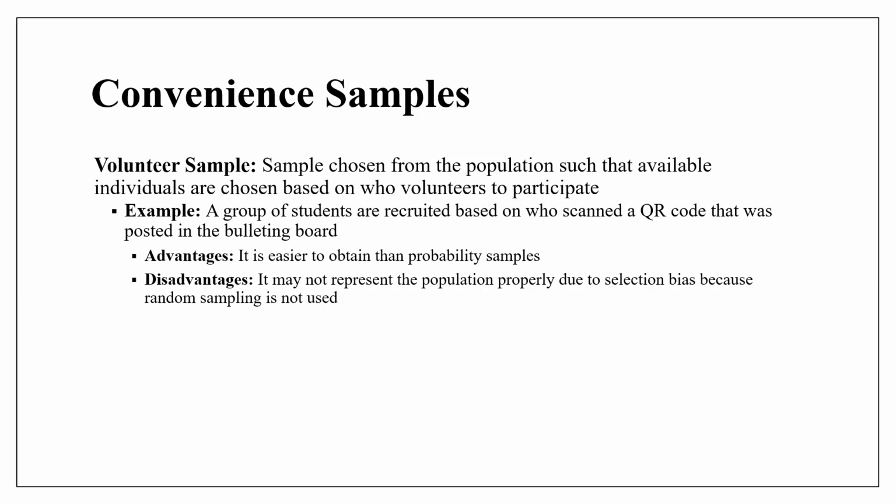Convenience samples are based on convenience. So we're going to get what is the easiest for us to get. And the first type of convenience sample that we're going to discuss is volunteer sample. This is a sample that is chosen from the population such that available individuals are chosen based on who volunteers to participate. So again, it's based on who wants to be part of the study.